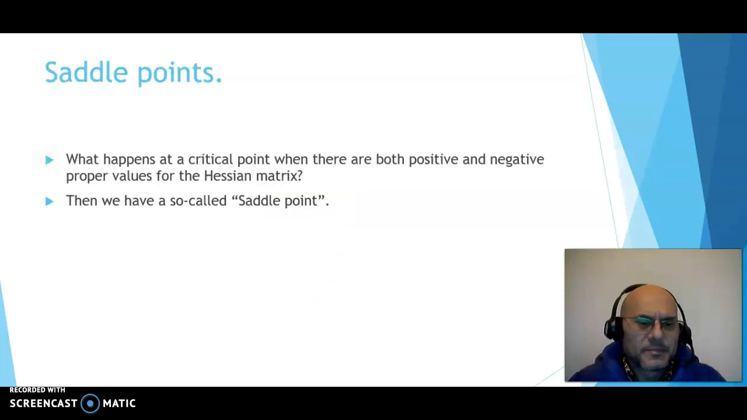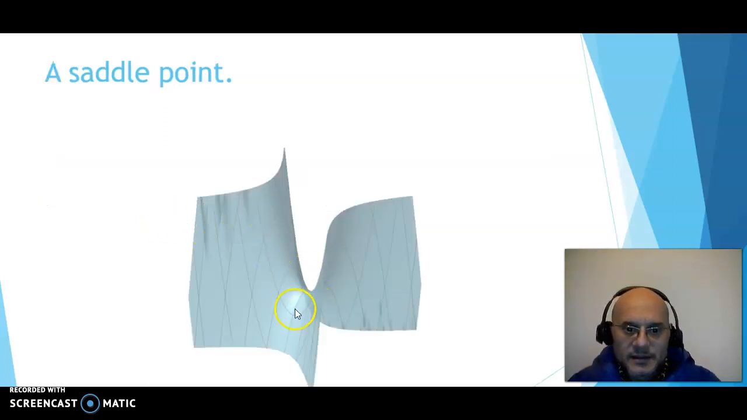But perhaps the Hessian matrix has some positive and some negative proper values, both positive and negative. What happens there? We have what is called a saddle point. That's the name of these critical points, when there are some positive and some negative proper values for the Hessian matrix. And here we see graphically a saddle point for a function of two variables. Here, in this point, we have a critical point, but it's neither a maximum nor a minimum, because it has one positive proper value and one negative proper value.